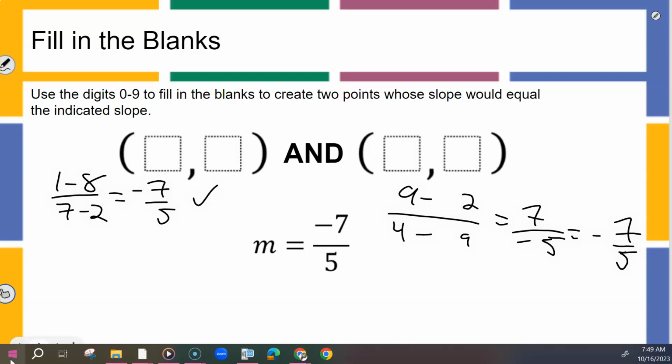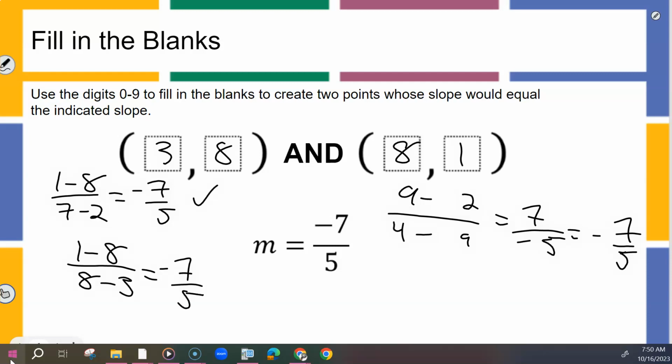Go ahead and tell me the points. 3 and 8 and 8 and 1. Alright, so we have 1 and 8 and 8 and 3. Similar to this one, but a little different because we still get that -7 and then we get 5 in a different way. So really you just need to think about what minus what would give me -7, what minus what would give me 5. And however you arrange that, there were different ways. Right? Any others that we want to double check?